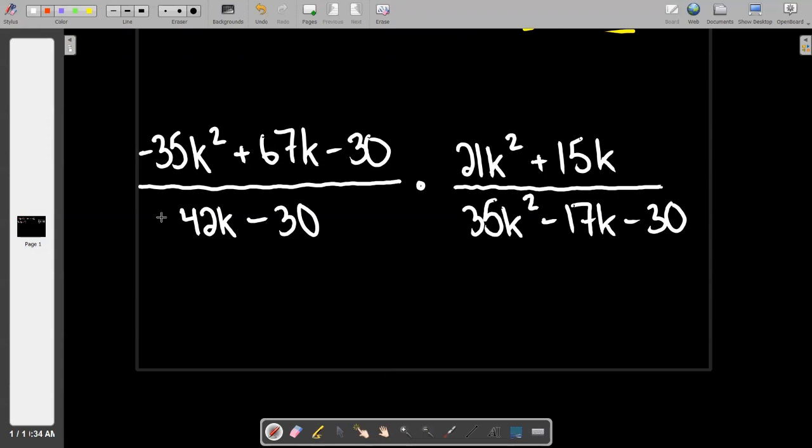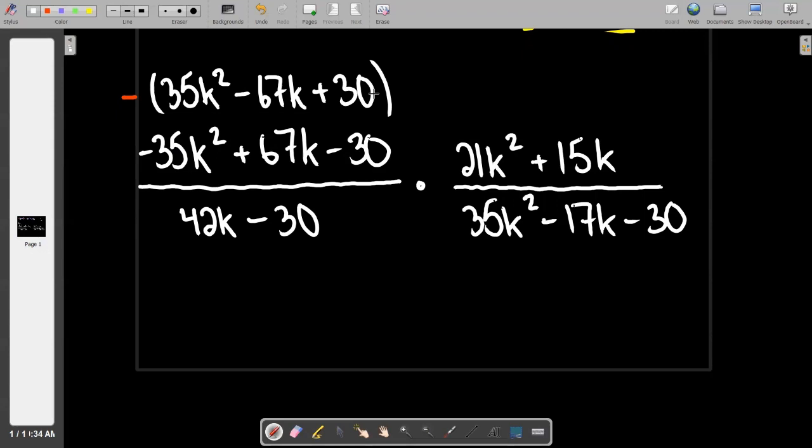There should be at least one thing that you pull out. The negative. Thank you. We never want to head into a factoring problem with the leading coefficient being a negative. So what I am going to do is pull the negative and look at it as now 35k squared minus 67k plus 30.